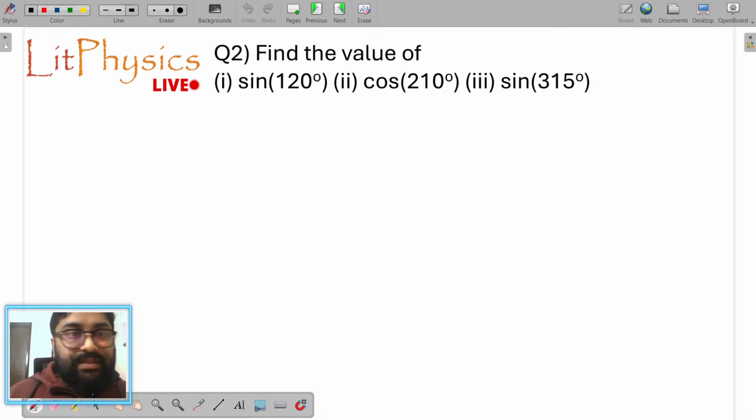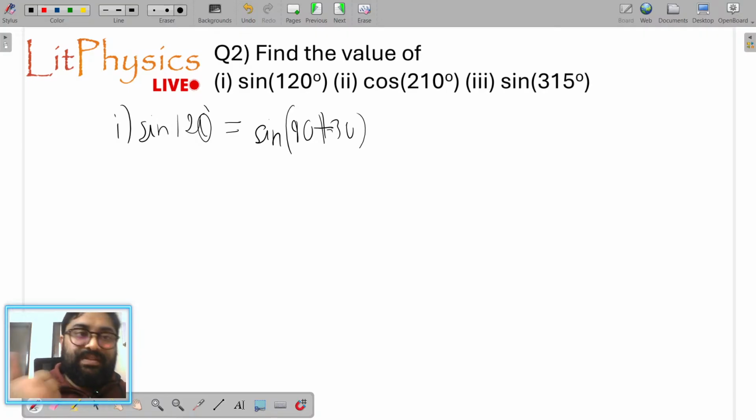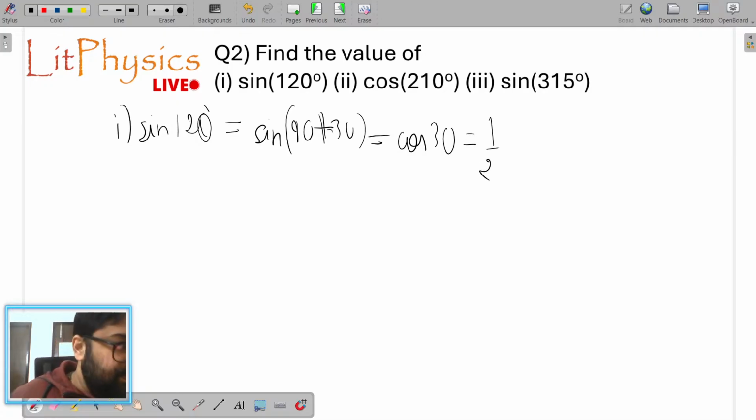So let's calculate these quickly. First, let's calculate sine 120. We don't have to use the addition formula, we can easily solve this. Sine 120 is equal to sine of 90 plus 30. Second quadrant, sine is positive, and as it's 90, we have to change the sign, so this becomes cos 30, which is root 3 by 2. Alright, simple enough? Yes?